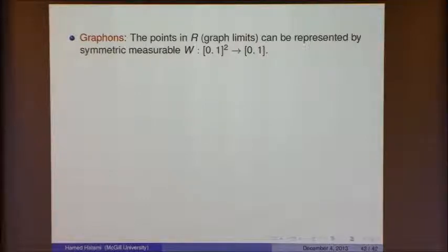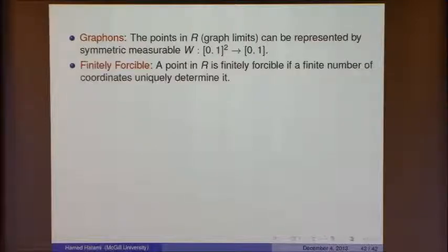Okay, so another way of approaching these inequalities from a general perspective is through graph limits. This is going to be my last slide. As Terry mentioned in his talk, if you have a convergent sequence of graphs, you can represent the limit as this nice object, a symmetric measurable function from [0,1]^2 to [0,1]. Now you can talk about finitely forcible graph limits. What are these? These are points in R which are uniquely determined by a finite number of coordinates.